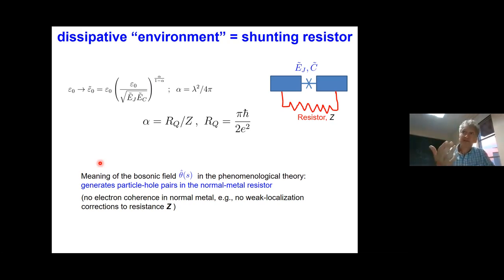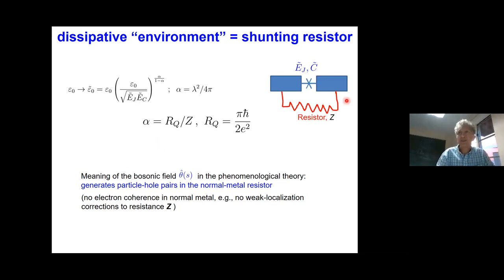Now, this model was developed in order to describe shunting of a junction by a normal state wire resistor, in the crudest assumption that this resistor is purely classical, despite being almost at zero temperature. So no weak localization. What is assumed is that this variable theta hat, roughly speaking, just creates excitations, bosons, which are particle-hole pairs. Well, of course, a particle pair is not exactly a boson, but let's forget about the small differences. So that was the idea behind the Caldeira-Leggett model.